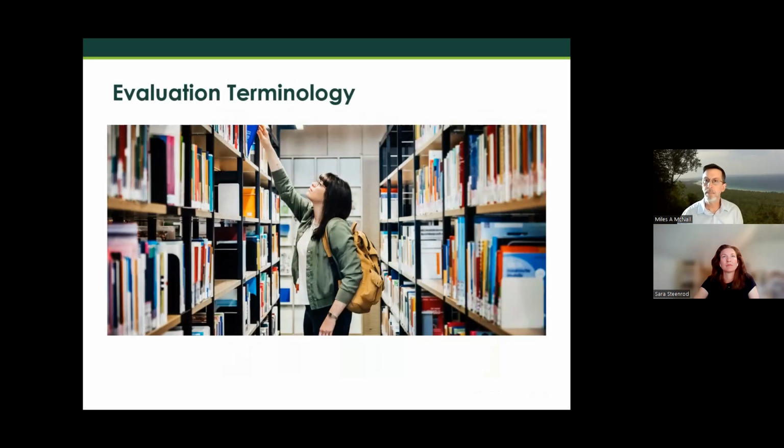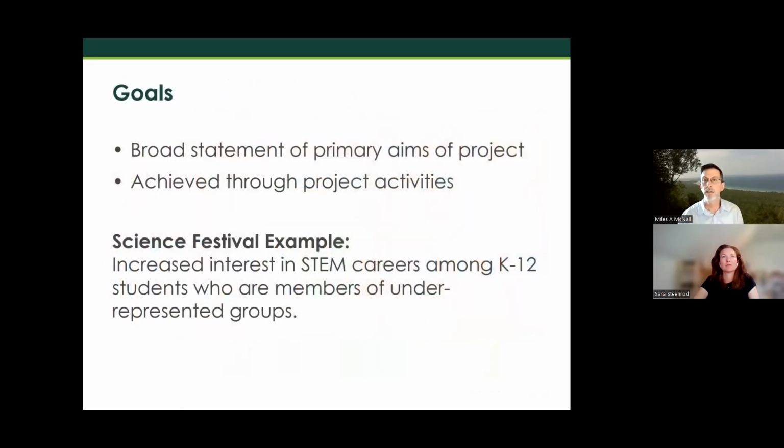So let's tackle some more evaluation terminology that you'll want to use in your BI plan. Let's start with goals. Everybody knows what goals are, but technically they are broad statements of the primary aims of a project, in this case, your BI activity. And goals are achieved through project activities. So continuing with our Science Festival example, our broad goal is increased interest in STEM careers among K-12 students who are members of underrepresented groups.